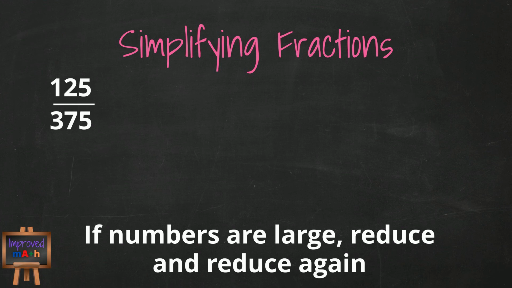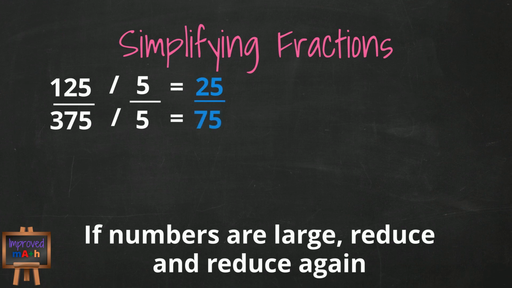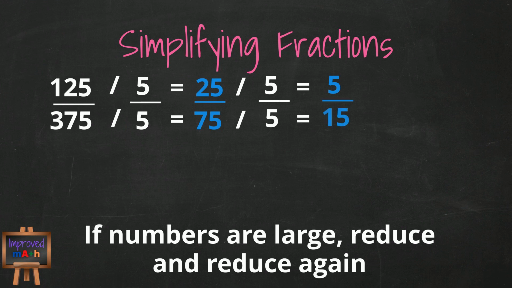Both numbers end in 5, which means for sure they're both divisible by 5, right? So let's divide 125 by 5, and you get 25. Divide 375 by 5, and you get 75. So now our fraction has been reduced down to 25 over 75. But they still both end in 5, so we can keep reducing it. 25 divided by 5 is 5. 75 divided by 5 is 15. Our fraction now is 5 over 15.